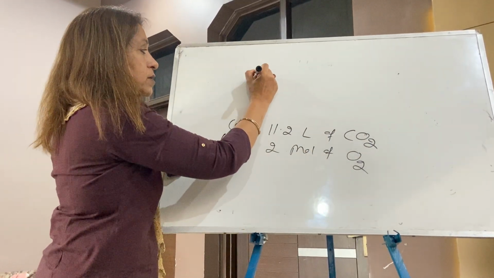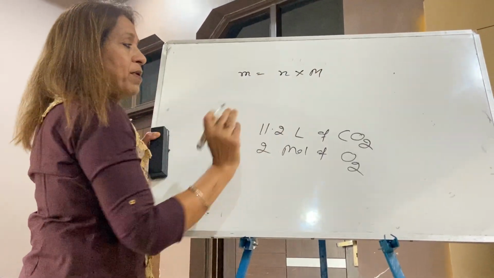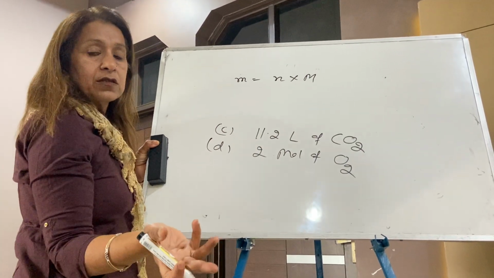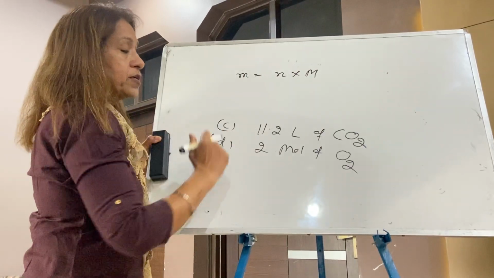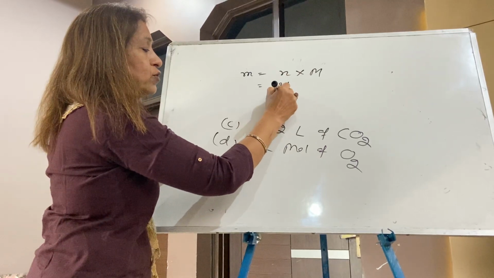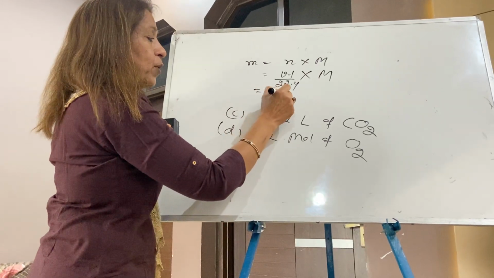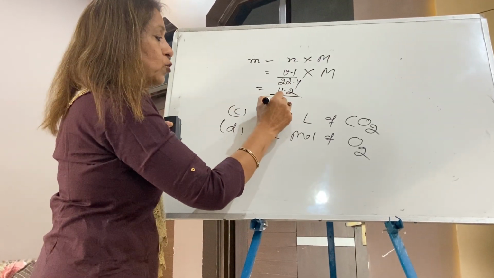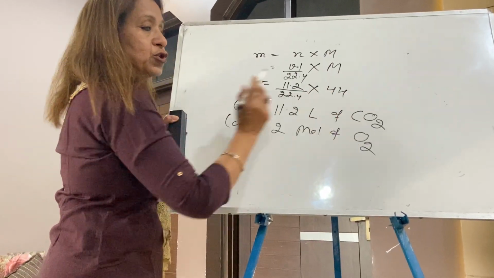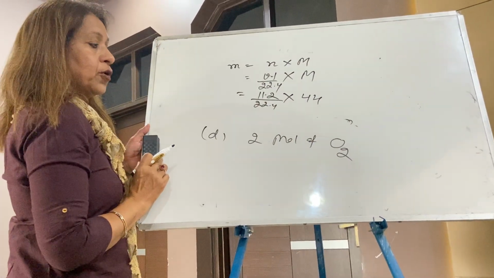Next, again, n is equal to small m by capital M. Small m is equal to n into capital M. This is a common formula going on. Now the question is C part, 11.2 liters. The question is where to put. There is no volume in the numerical. You will bring the volume. n is volume divided by 22.4, multiplied by capital M. Volume is 11.2 liters, it is 22.4, into capital M of carbon dioxide is 44, 12 plus 32. This is C part, right? C part answer.